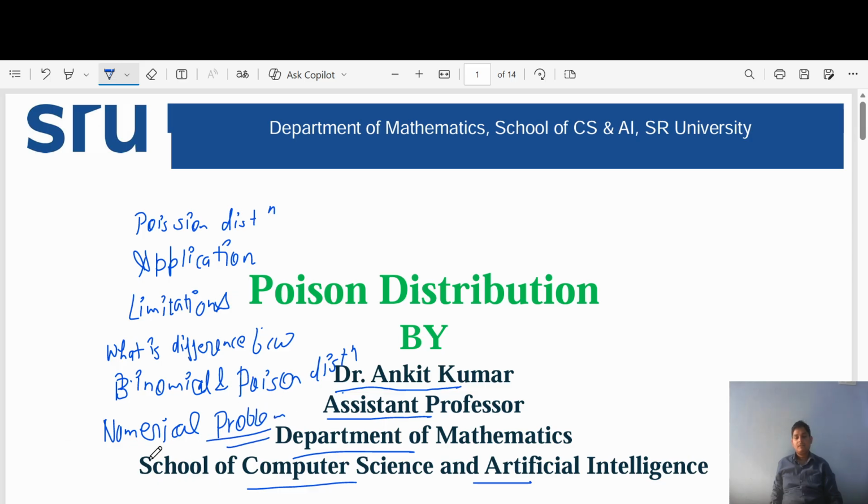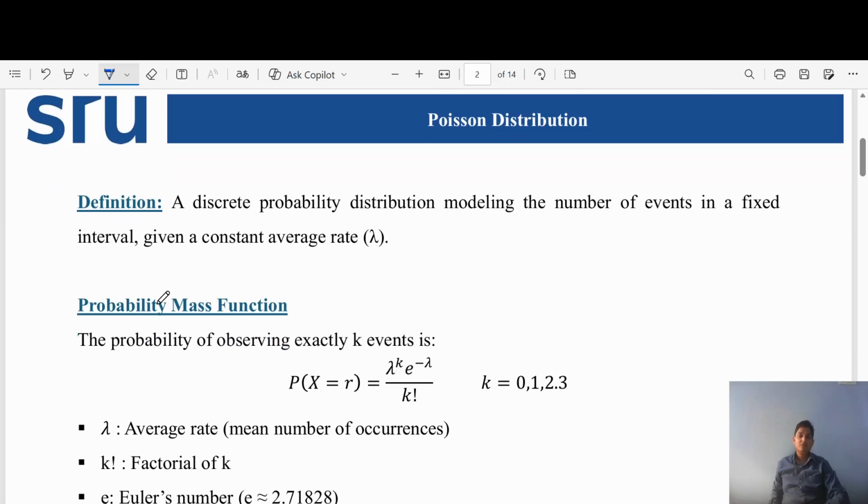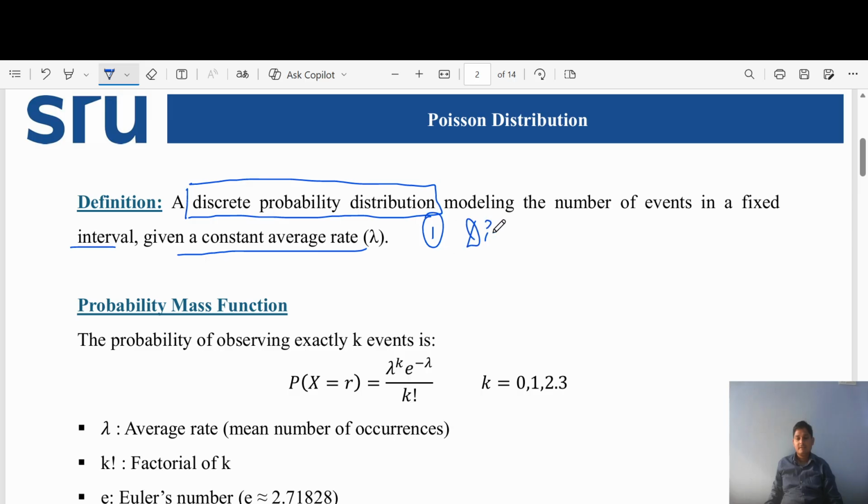So let's proceed. What is the Poisson distribution? It is a discrete probability distribution. The first thing to note is that it models the number of events in a fixed interval, given a constant average rate.